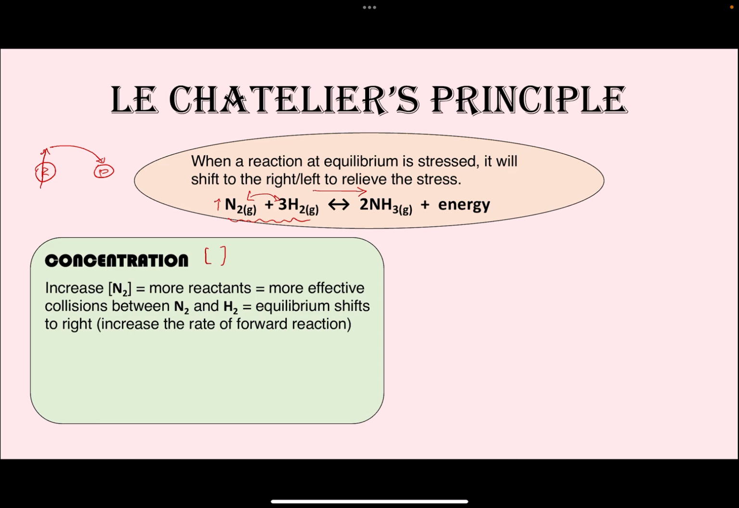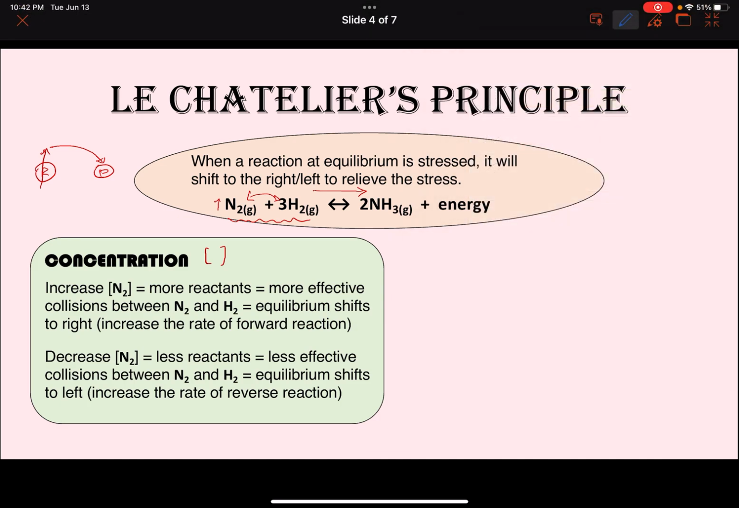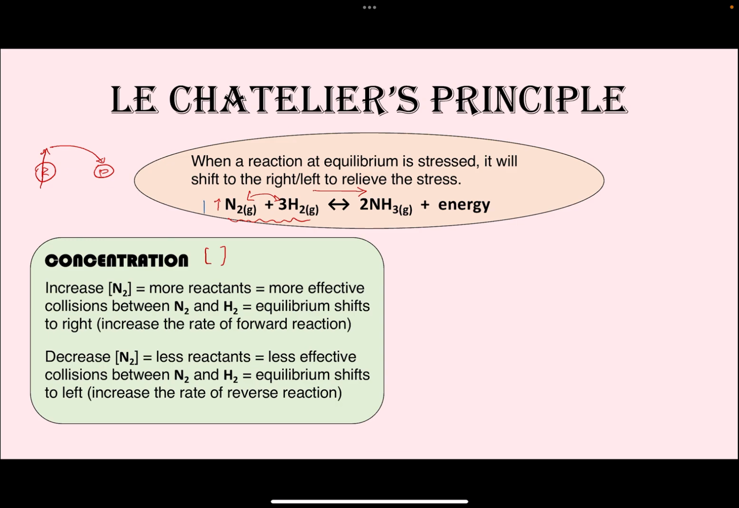So what if we decrease the concentration of nitrogen? Let me change the color. So now we are going to decrease the concentration of nitrogen. Once again, this is your reactants and this is your products. If we decrease the concentration of the reactants, once again we are going to go from high to low. So now the reaction is going to shift to the left, because there's going to be less effective collisions between N2 and H2, and more effective collisions between the ammonia molecules on the product side. So we'll have more ammonia converting or dissociating into nitrogen and hydrogen gas.